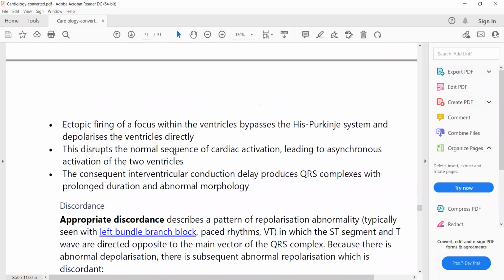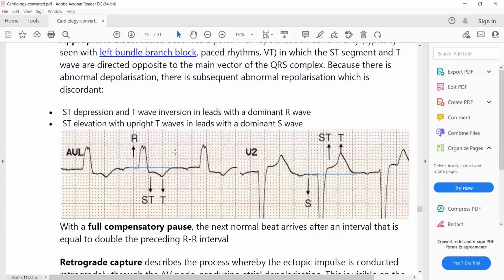As an example, let me show you this. And the ST segment, you can see that this blue line is the baseline and the ST segment is depressed. And also T wave is inverted or there is T wave inversion.